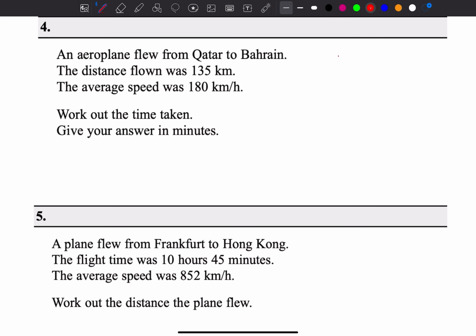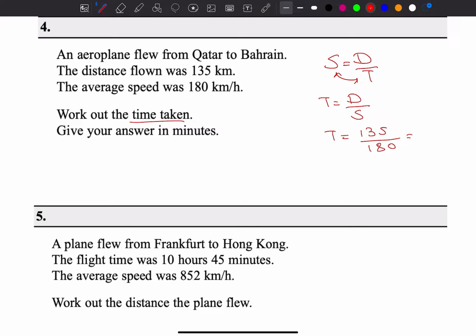Next one. Formula for speed: speed is distance divided by time. So you can switch it around to work out the time. Time is distance over speed. They would like the time, of course. What's the distance? 135 over the speed, which is 180.